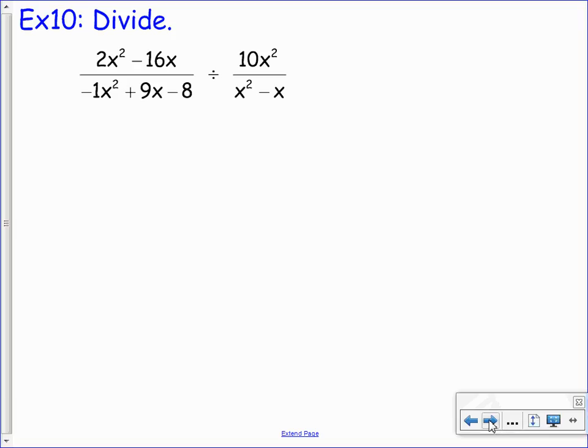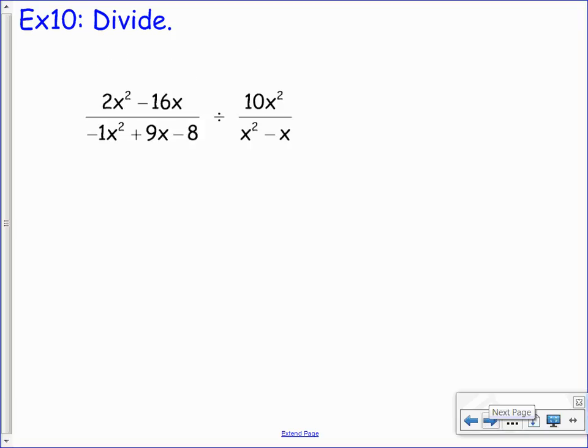Okay, here we go. That top is 2x, and you're left with x minus 8. Wait a minute. Did you change one first? No, let's do it again. We'll keep, change, flip in a second. Over here, the GCF is negative 1, right? So that leaves you with x squared minus 9x plus 8.